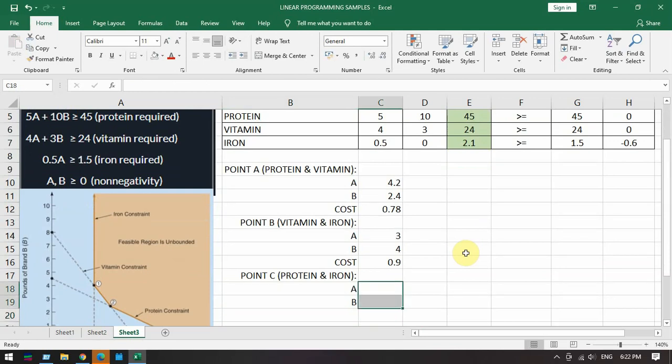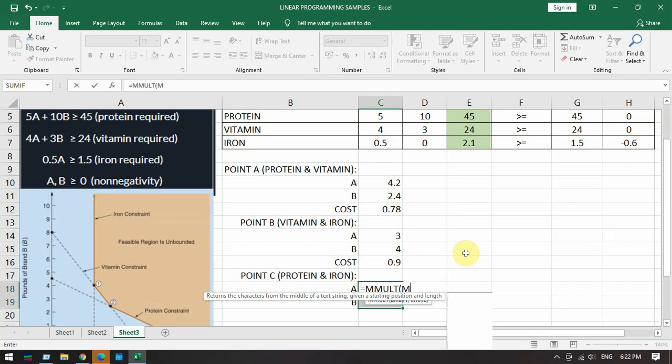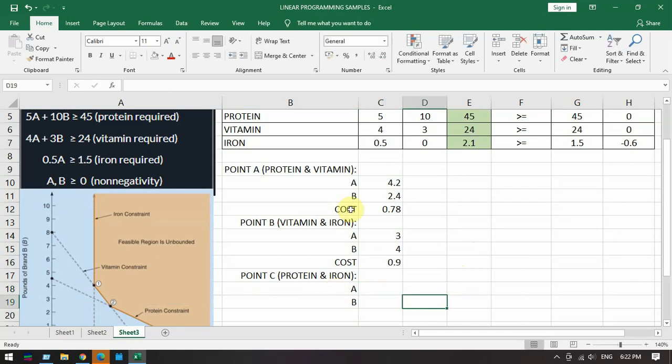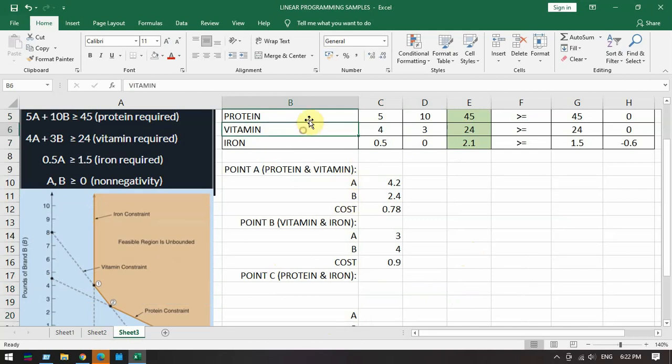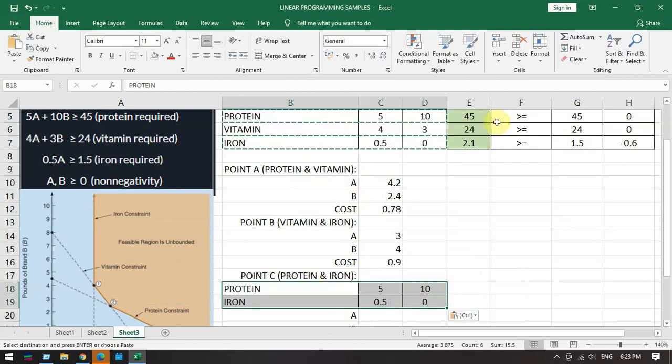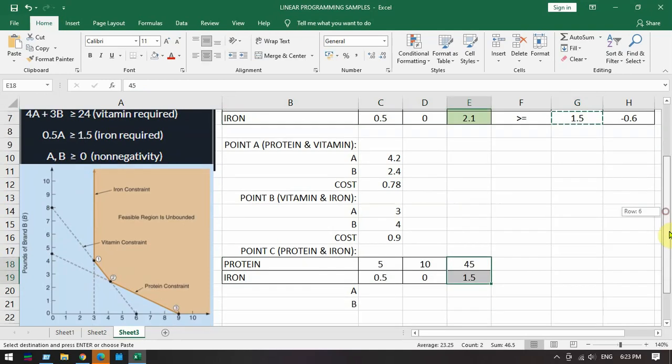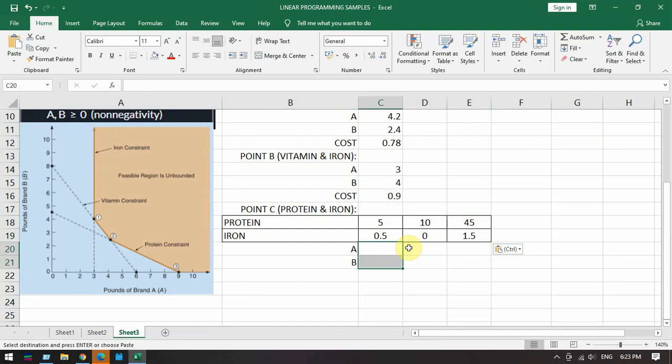Okay, so again, highlight, M mult, M inverse. Oops, before that, sorry, I forgot again. We should make sure that this protein and iron are together first, okay? So that is necessary. So let's copy the data first. The same with the right hand side, okay. So let's continue now.